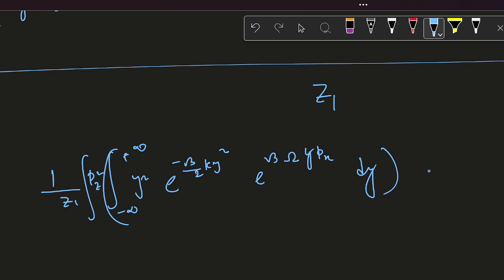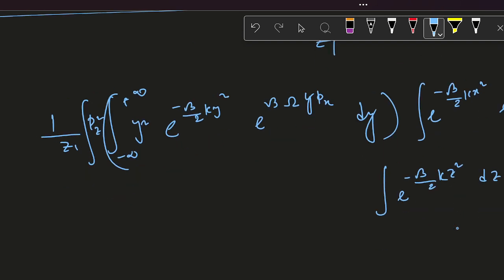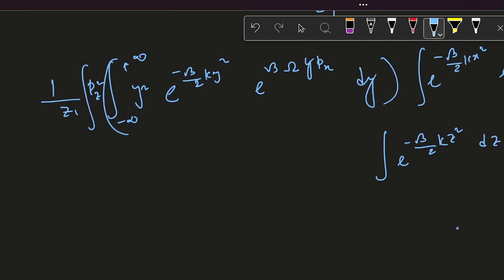So what is happening here is that the x dependent terms are still left, e to the power beta k by 2x squared, into also another x dependent term, e to the power minus beta omega x py dx. Okay, and also the z dependent term is just e to the power minus beta by 2k z squared into dz. Now again the z term is relatively simpler because z has no further dependence on any other term. So this is just a simple Gaussian integral again like before. So this will be easy to do.